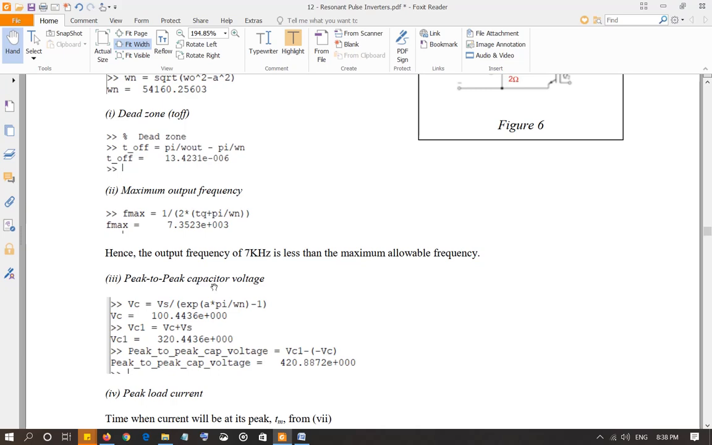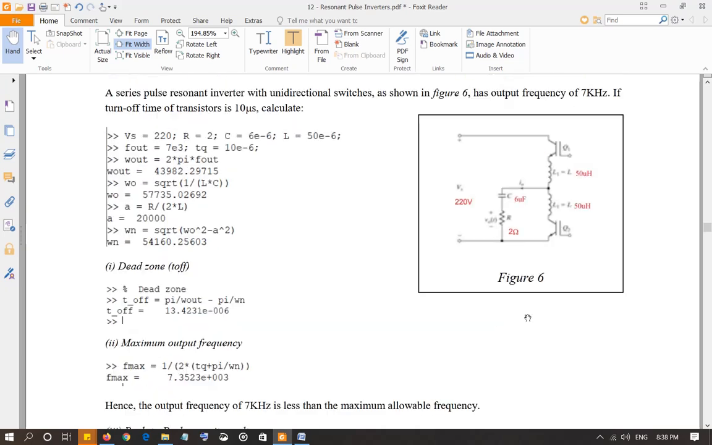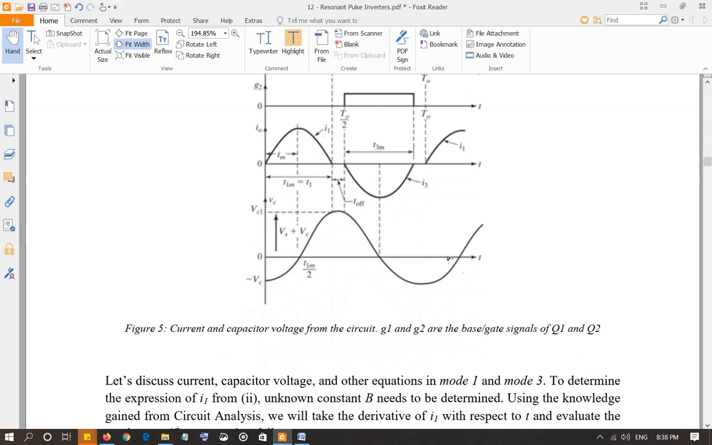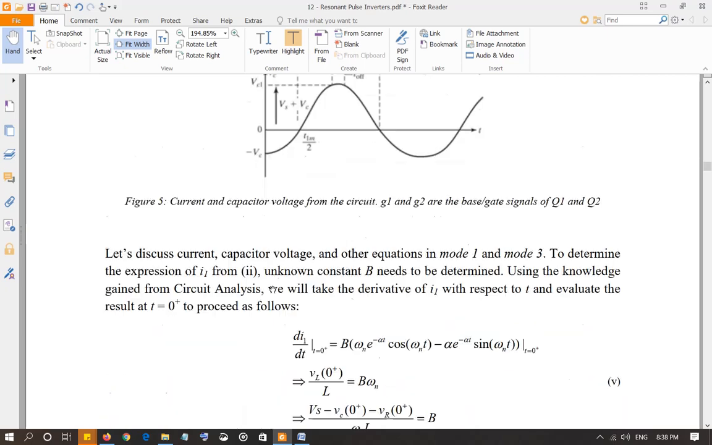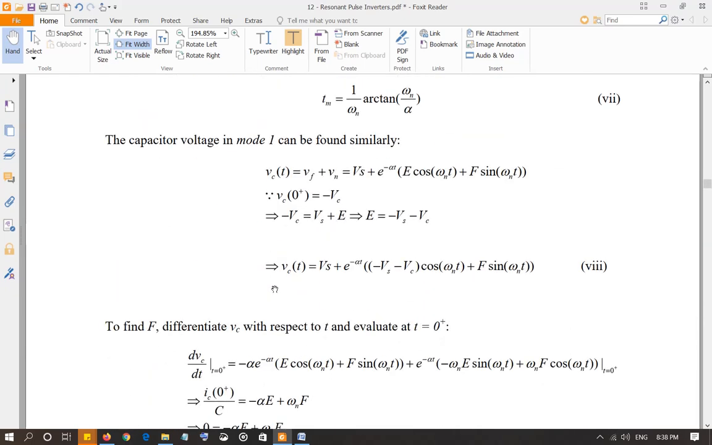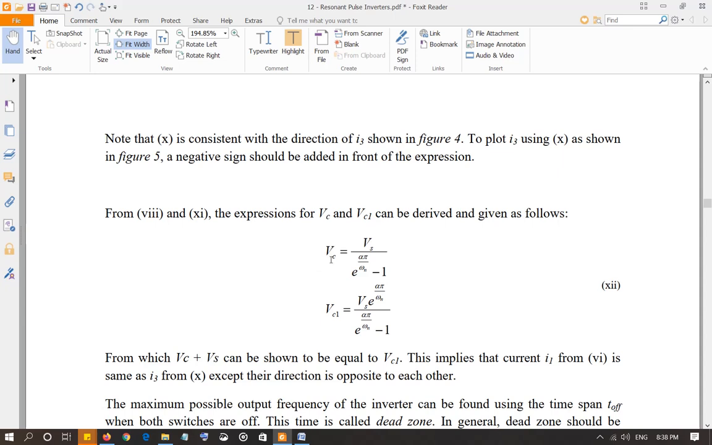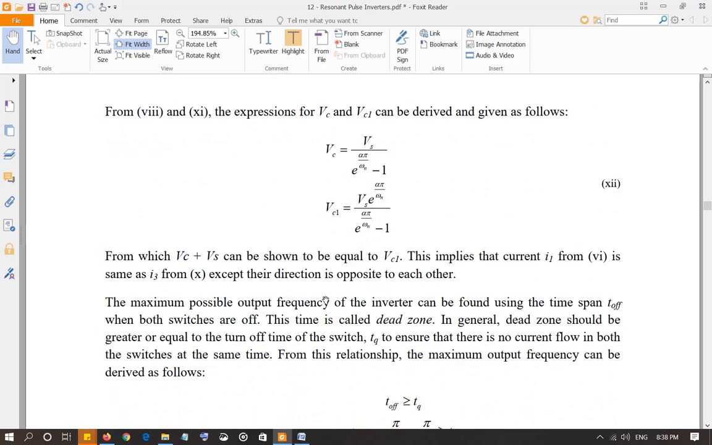Peak to peak capacitor voltage. So if we go to the capacitor right here, voltage VC1 is the positive peak and negative VC is the negative peak, and the equations to calculate both VC1 and VC were discussed. VC is this and VC1 is this. Also remember, VC1 is VC plus VS right here.